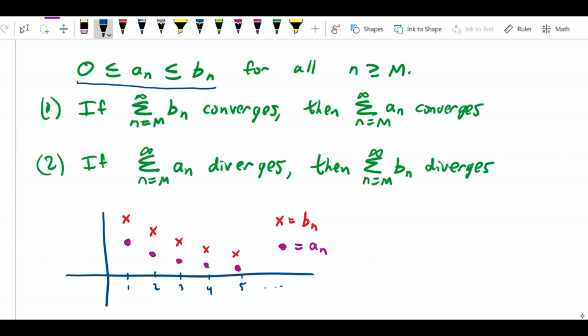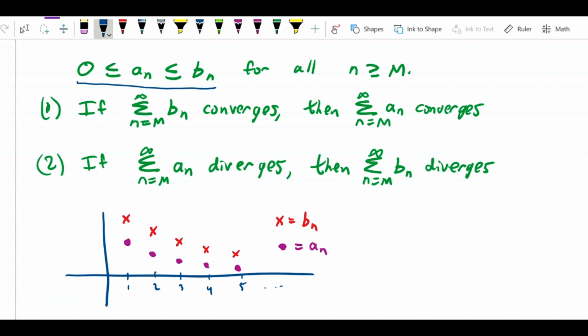On the other hand, let's suppose I add up the purple dots and they come out to infinity. Since the x's are greater than the purple dots, that means that if I add up all the x's, they should also come out to infinity. So that's why these conclusions go in the direction they do. I say if b_n converges, in other words, if the sum of all the x's converges, then so does the sum of all the purple dots, and then 2 is the reverse conclusion.